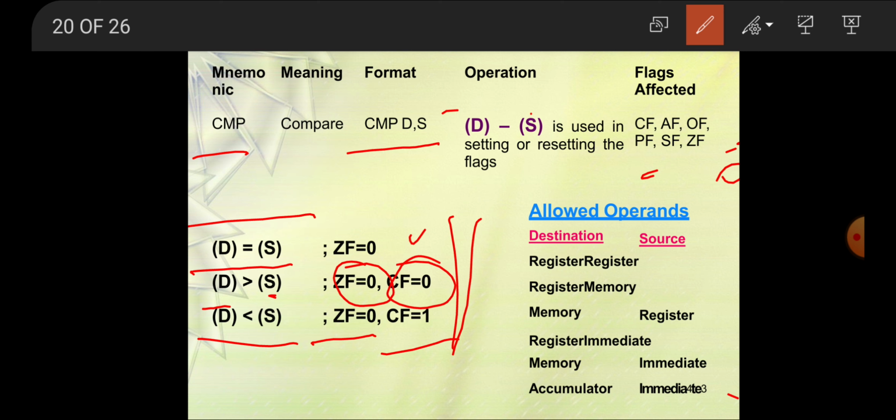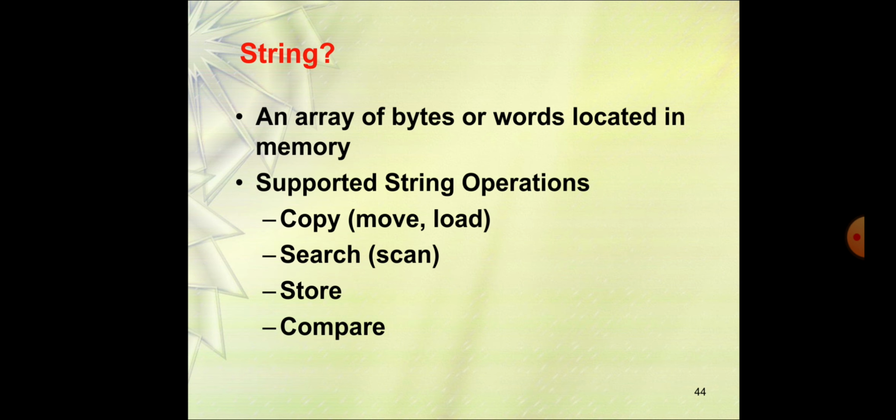Okay, so this is nothing but the source and destination. Allowed operands: so how exactly can this source and destination be specified? Now there is a string, an array of bytes or words located in the memory, and the supported string operations are copy. Suppose there is a string operation, meaning some characters.